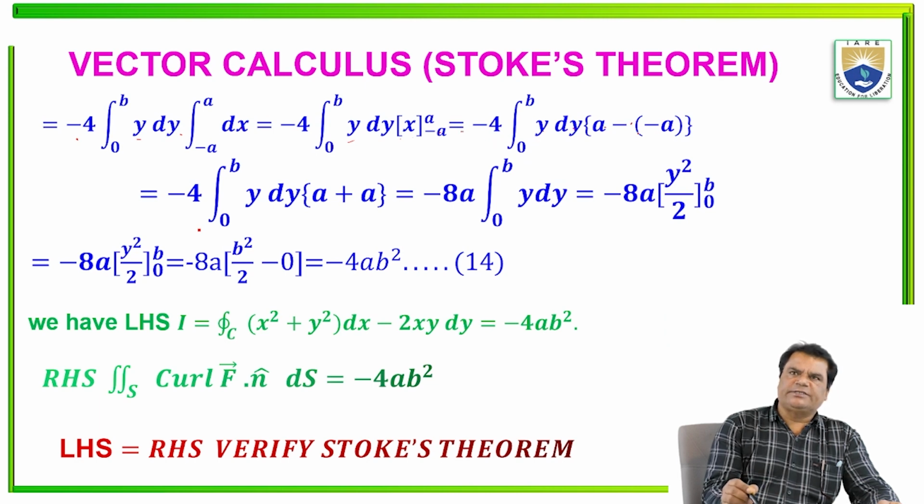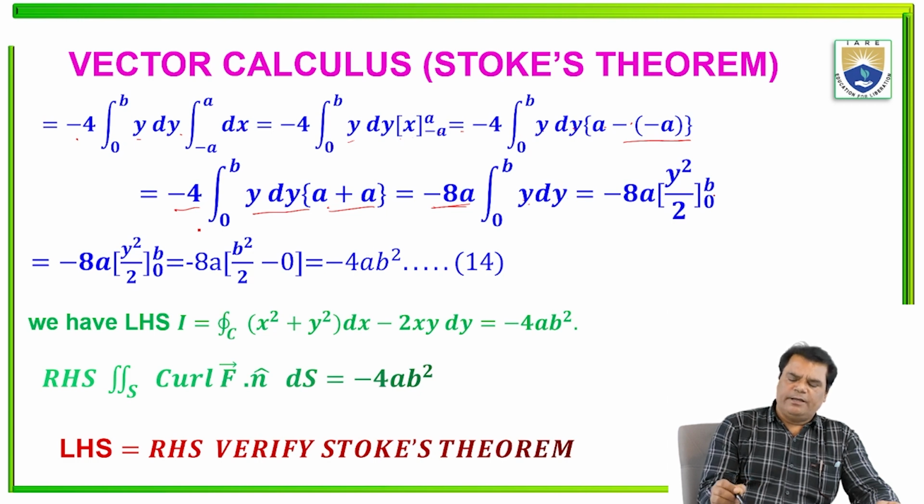This equals minus 4 y dy, a minus minus a. So this is 2a. Minus 4 y dy, a plus a. This is 2a. 2 4s are 8, minus 8a y dy. Integration of y dy is y square by 2. And 0 to b. So apply the limit here, minus 8a y square by 2. Minus 8a and b square by 2. So 2 4s are 8 here. Minus 4ab square.